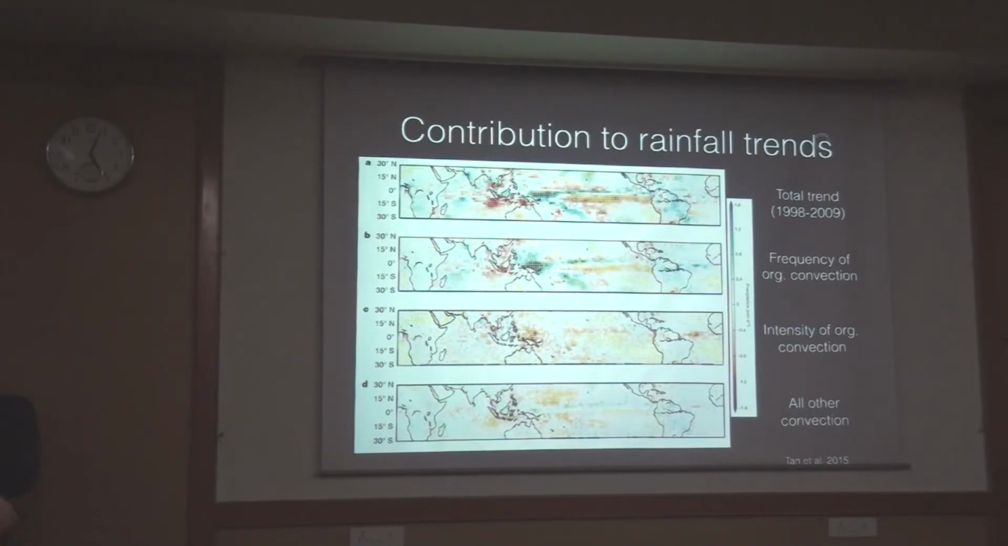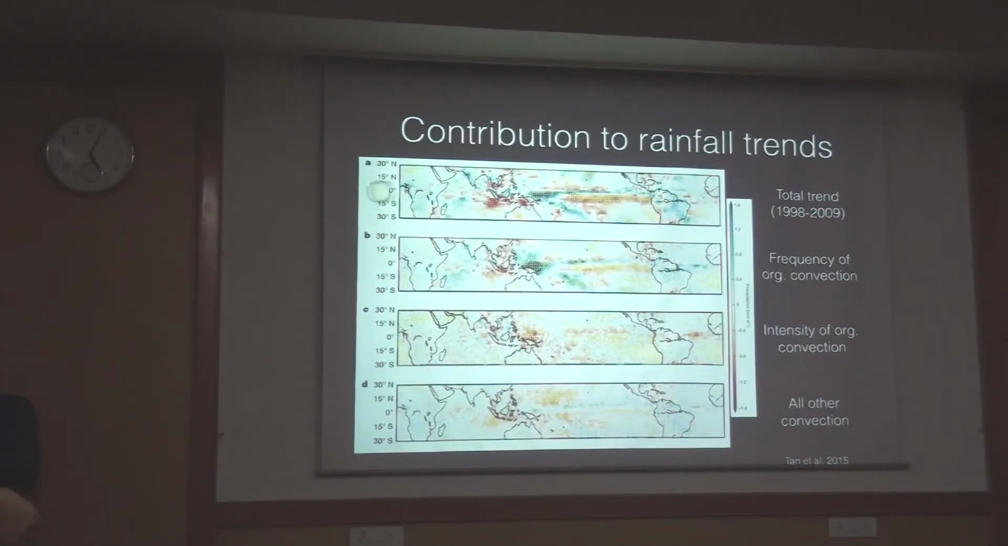But this is the rainfall trend from 98 to 2009. We've since done it to 2015 and results haven't changed. You can see that there are wetter regions, and it almost doesn't matter whether it's trend or variability. Don't think climate change here, right? I'm not trying to convince you that this is climate change. I'm just asking, as the rainfall varies, what role does organized convection play in that variation over several years?